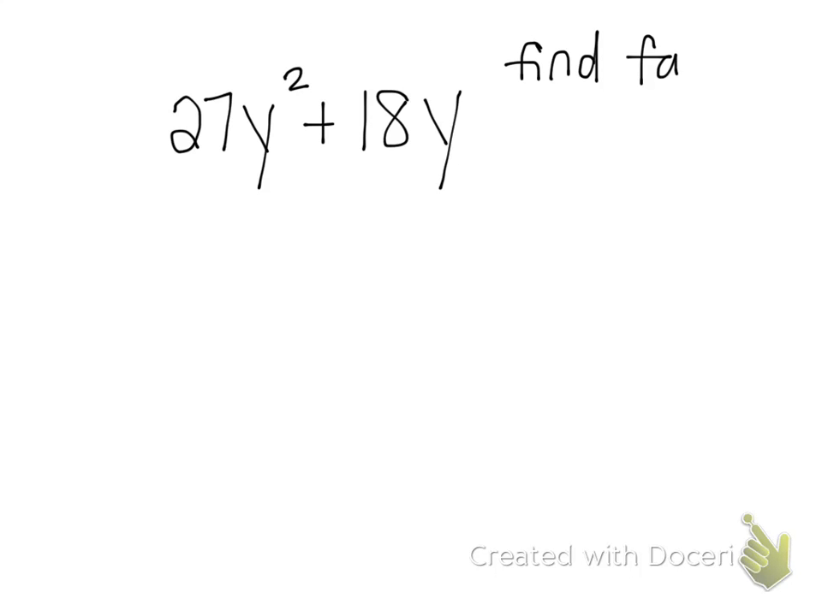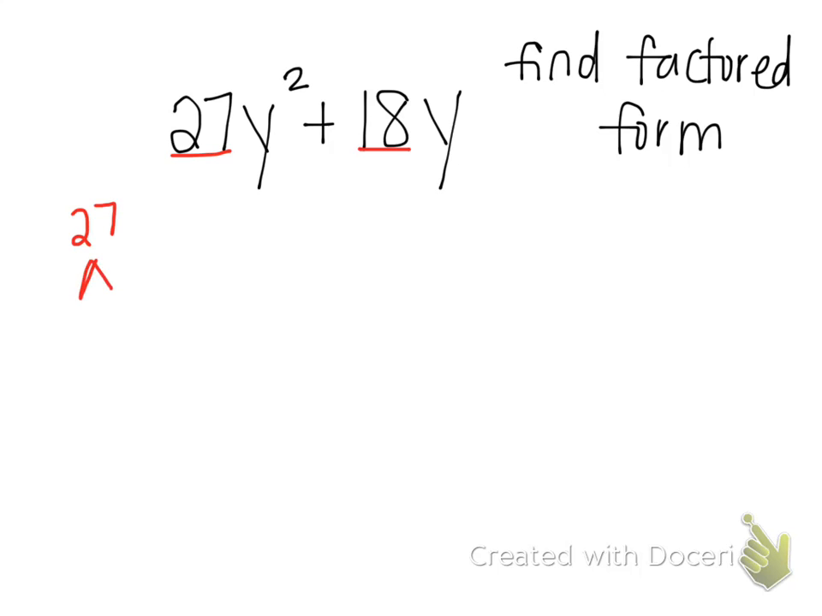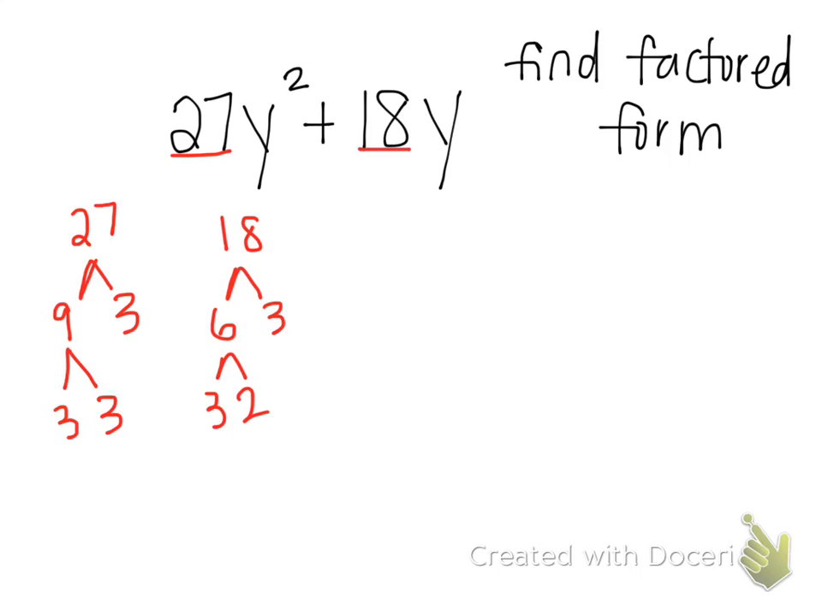Alright, so let's look at some factored forms of just a regular two-termed binomial. If we have 27y squared plus 18y, that's what you would be given and asked to find the factored form. What you would do is try to find out what goes into 27 and 18 at the same time. So you can factor tree 27, so 9 times 3, and then 3 times 3, and then 18, which is 6 times 3, and 3 times 2.